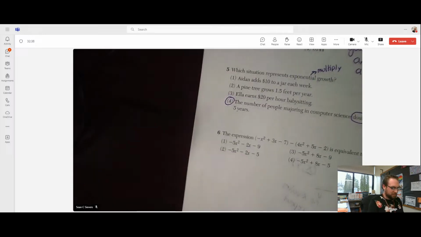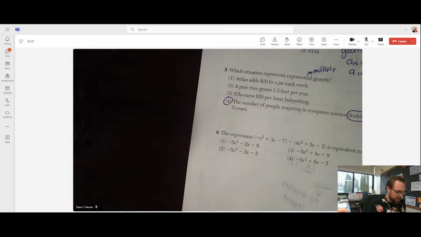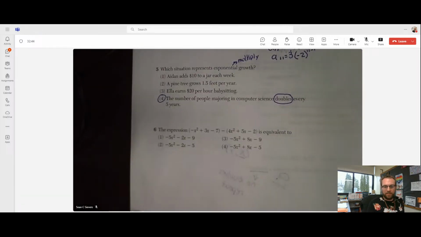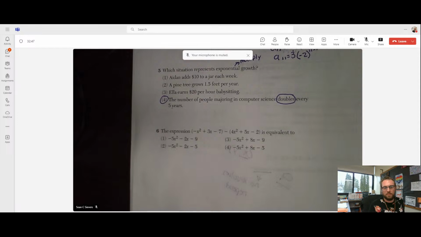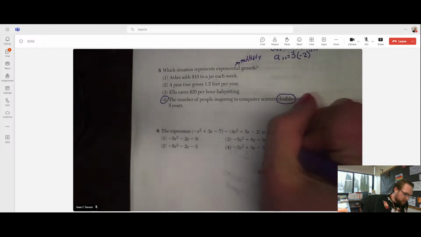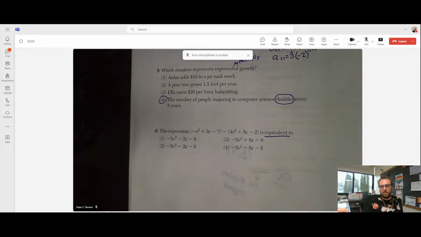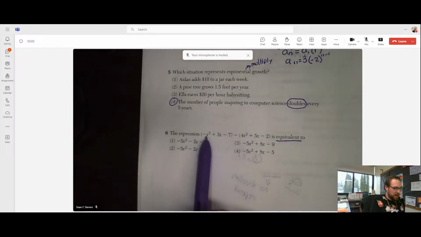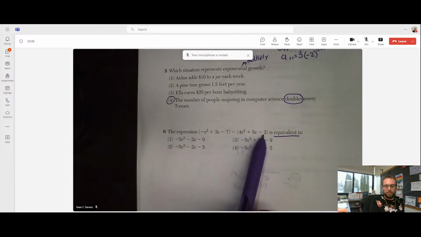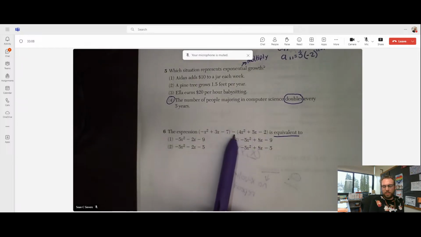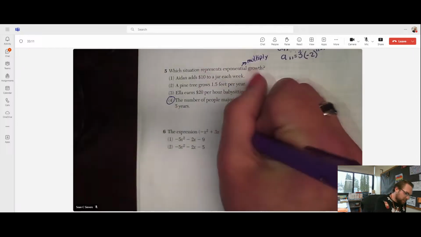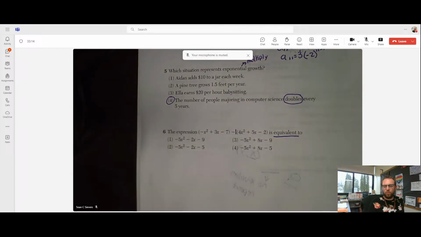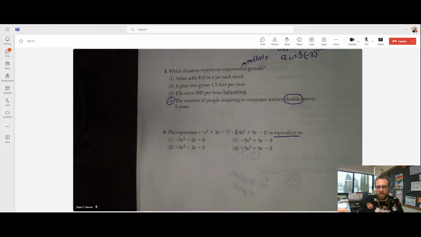Number 6. The expression negative x squared plus 3x minus 7 minus 4x squared plus 5x minus 2 is equivalent to what? So whenever we see this word equivalent to, we're going to think that we have to simplify. Okay, so this expression here, we're just going to go ahead and simplify this. So I have a trinomial minus a trinomial. When I have this minus sign in between trinomials, that really tells us that we have an invisible negative 1. What am I going to do with that negative 1? Go ahead and drop it in the chat.